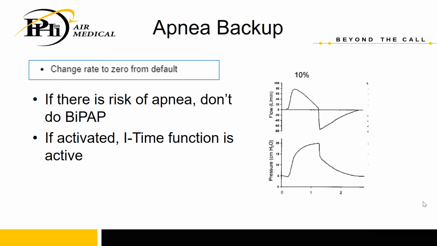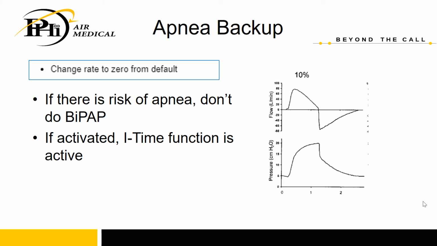So what's the next setting that we're looking at that I said was pretty important? We need to make sure and drop that respiratory rate, that backup apnea rate, down to 0 from the default, which is 12 breaths per minute. I have a few things to say about that. The first thing is that if your patient is at risk for apnea, you probably shouldn't be doing BiPAP to begin with. That is a patient that probably needs to be intubated and placed on mechanical ventilation.